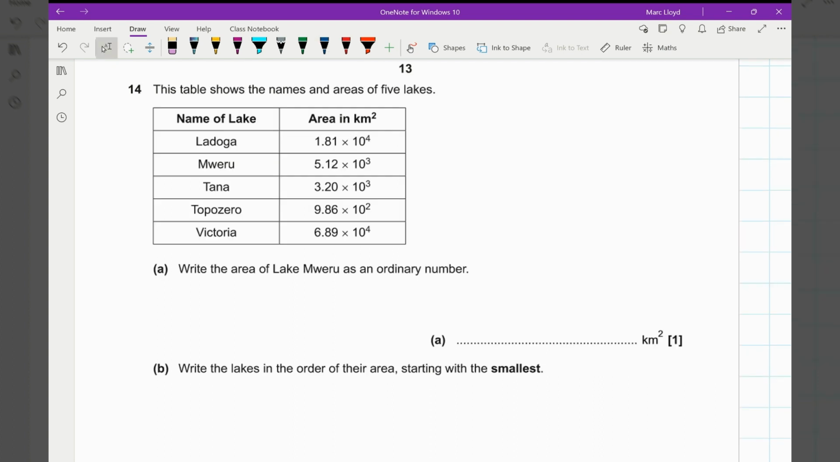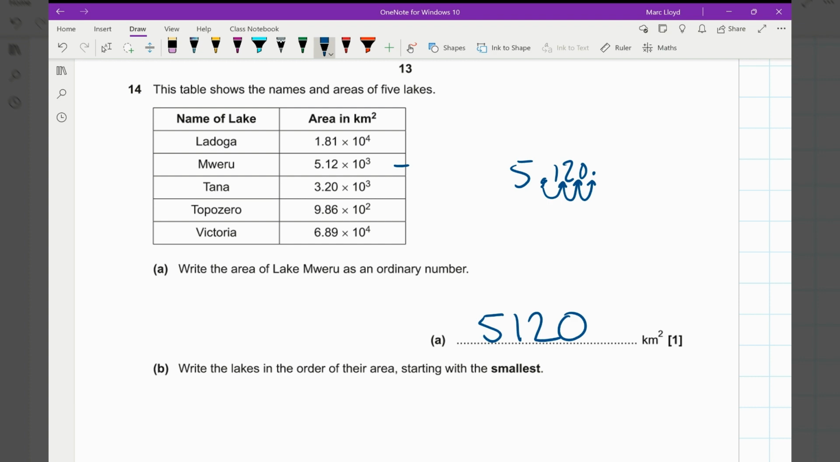Question 14. So the table shows the names and areas of 5 lakes. Write the area of Lake Muweru, I'm going with Muweru, as an ordinary number. So that's this one here. So we've got 5, 1, 2, 0. And I'm just going to check that. So 5.12. Oh, write it correctly. 5.12. If we multiply it by 10 to the power of 1, 10 to the power of 2, 10 to the power of 3, our decimal place ends up there, and our 0 is at the end.